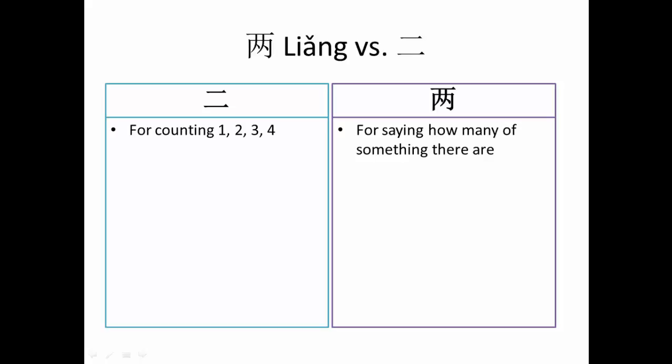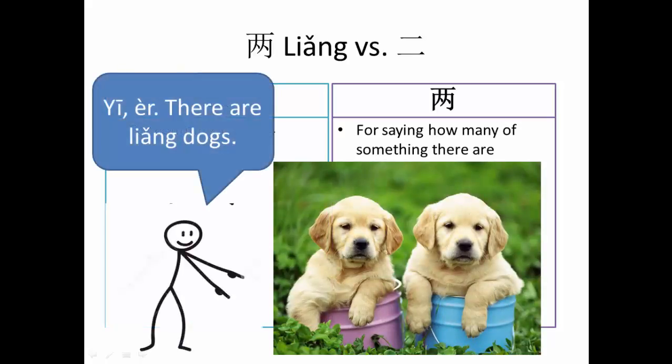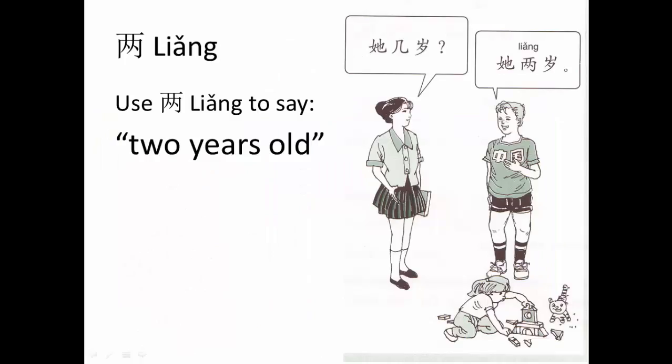Er is used for counting, like when we say 1, 2, 3, 4. Liang is for saying how many of something there are. So here there are 2 dogs. The Chinese person would say 1, 2. There are liang dogs. When they're counting, they say er. When they're saying how many there are, they'd use liang.